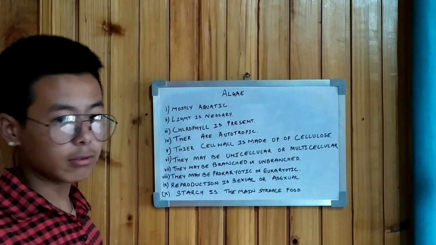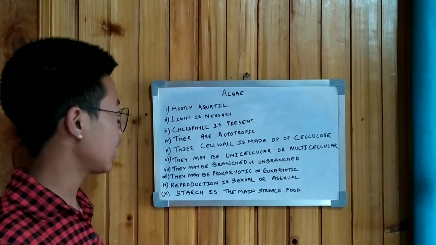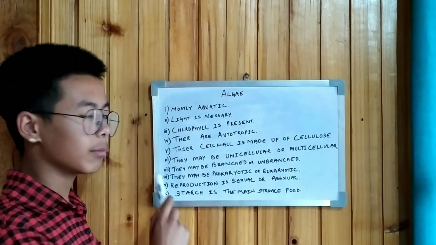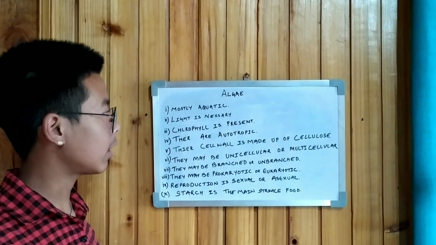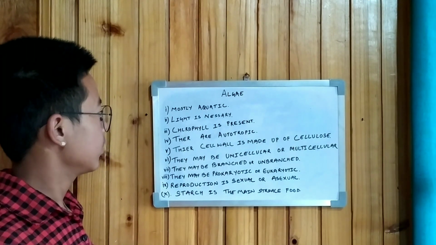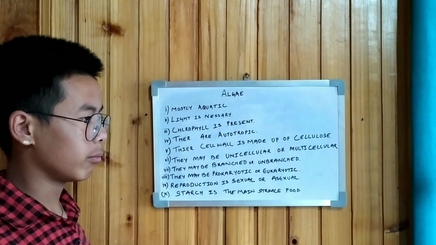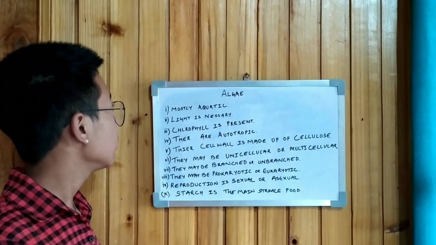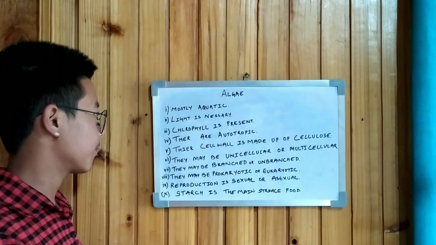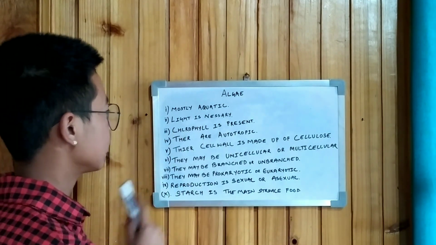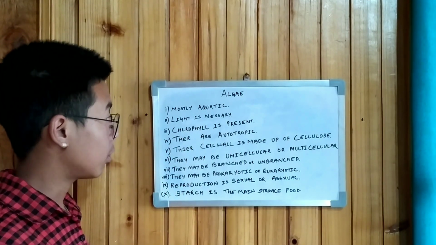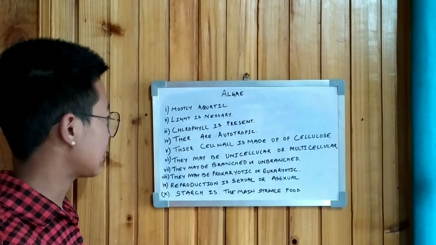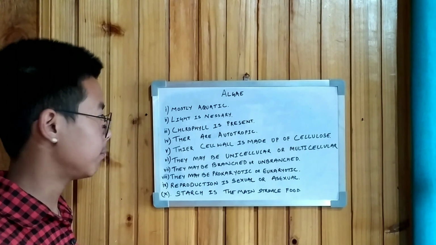I've written down 10 points about algae, and I'm going to describe them one by one. Algae are diversely growing plants found all over the globe. They're mostly aquatic, that means they are mostly found in water. I already told you they are found in water-logged and swampy areas. Light is necessary for their growth and the production of food. Light is necessary for all beings on the planet.